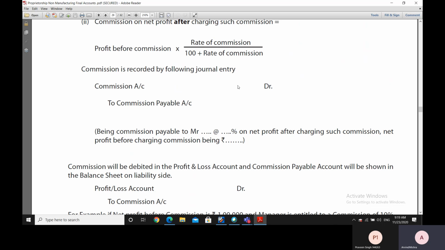So by debiting the commission account, we are including it in the profit among the expenditures of the business. And since it is not being paid, it is a payable account, so it's put in the payable account. Later on, when it is paid, it is removed from the payable account and introduced into the party's account, whichever has been paid.